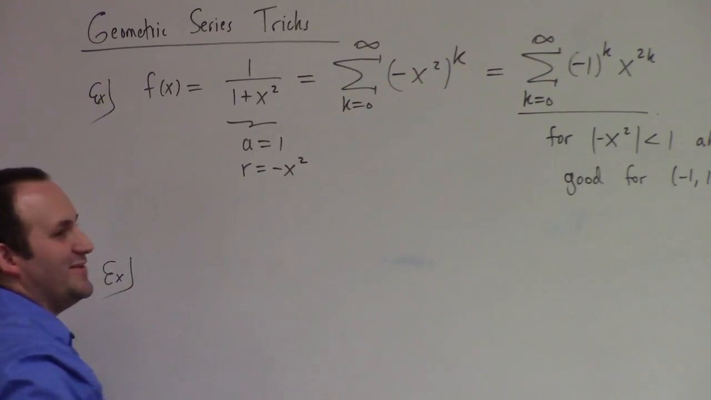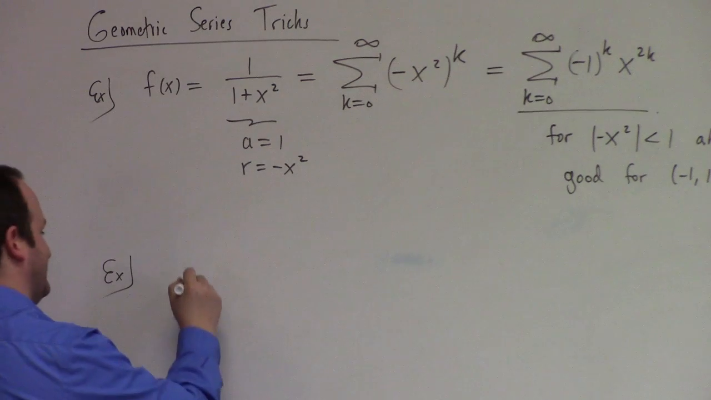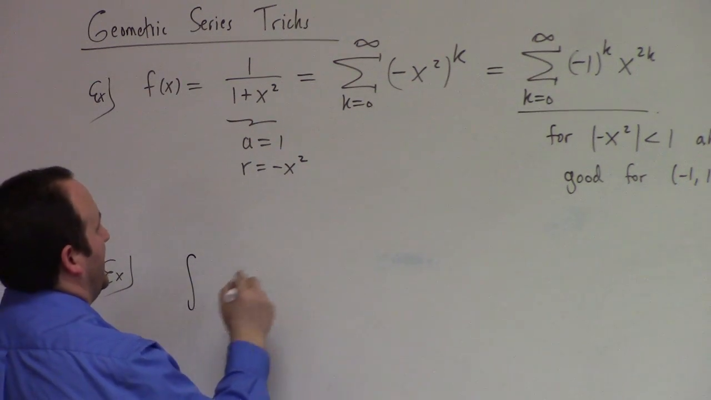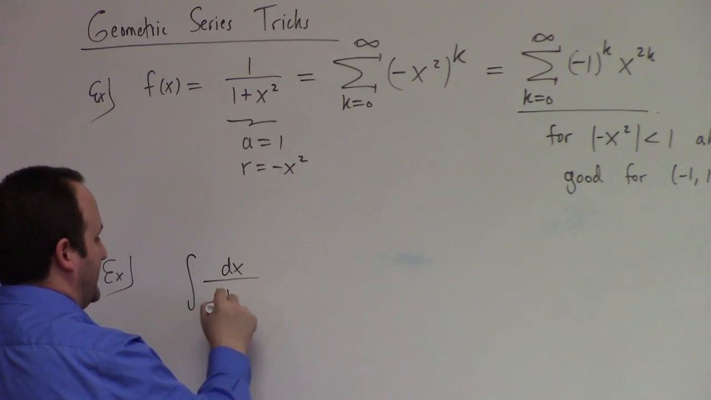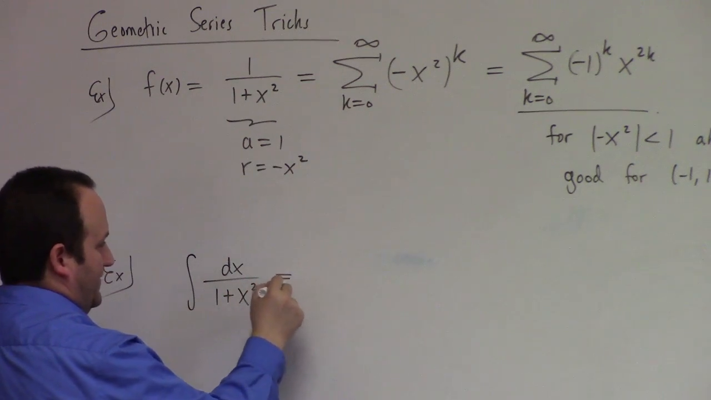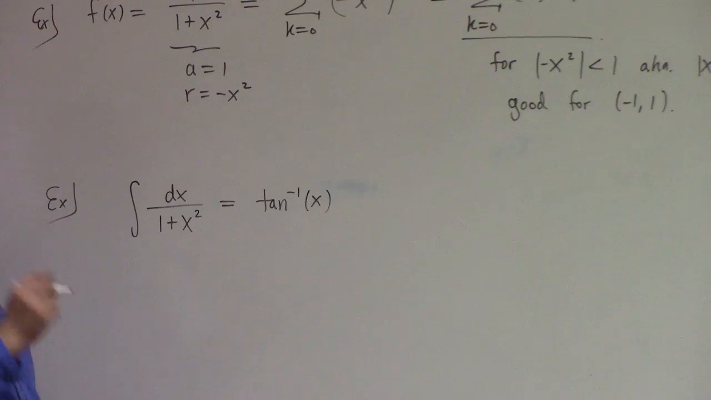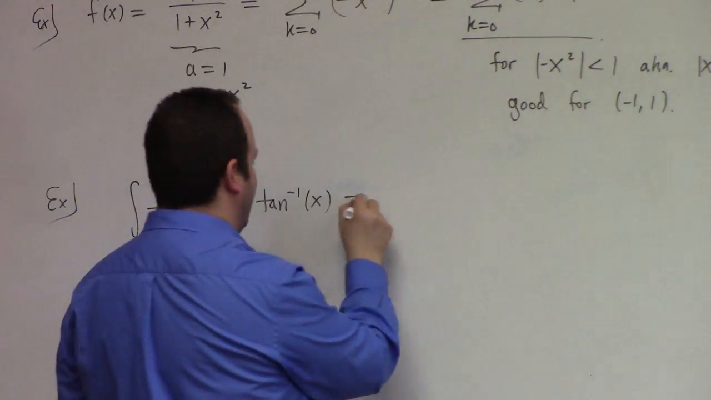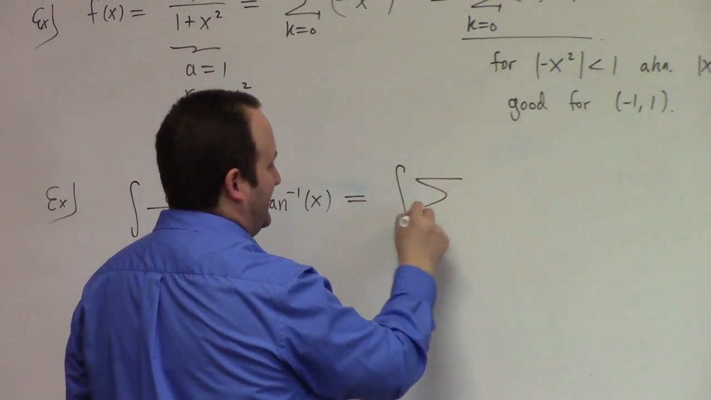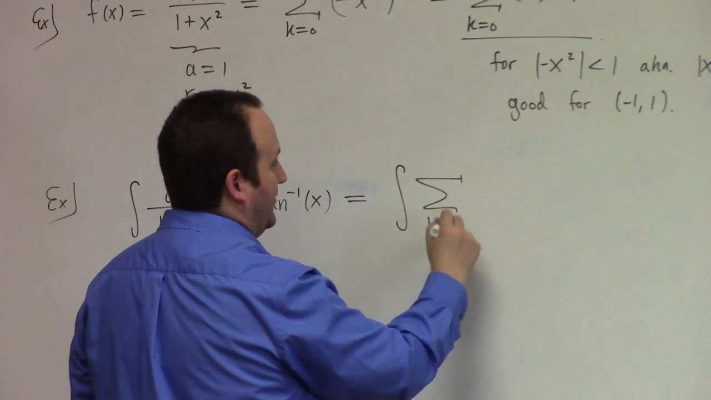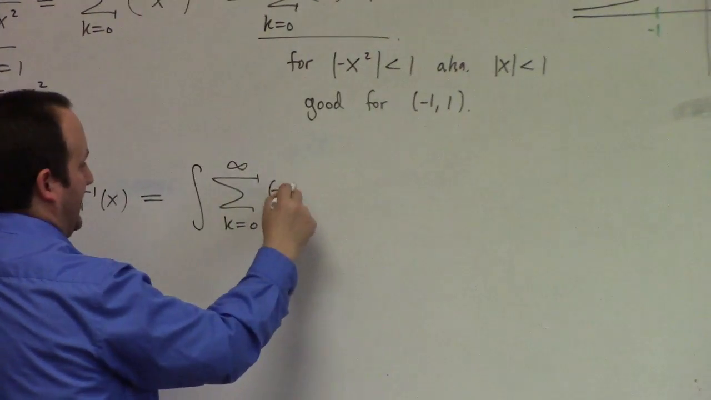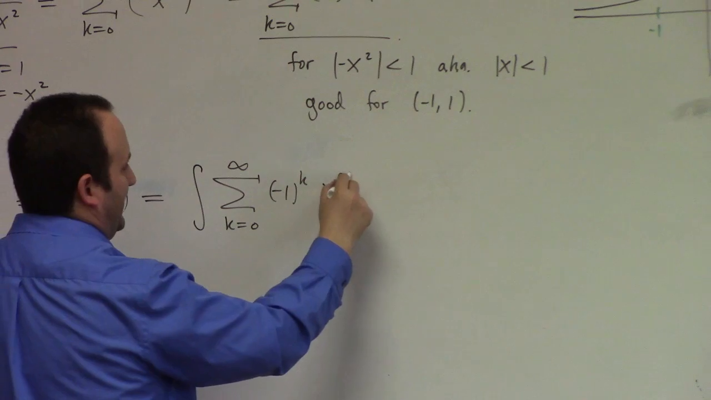What happens if you integrate this term by term? Or let's think about it this way. The integral of dx over 1 plus x squared is what? Well, that's inverse tangent of x, right? You guys know that. But that's also equal to the integral of the sum, k equals 0 to infinity, of minus 1 to the k, x to the 2k, dx.